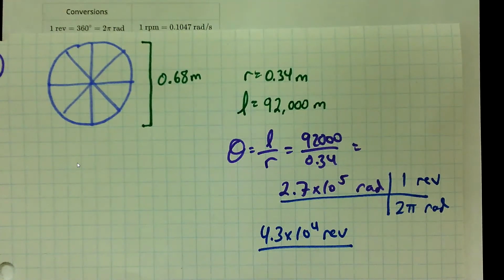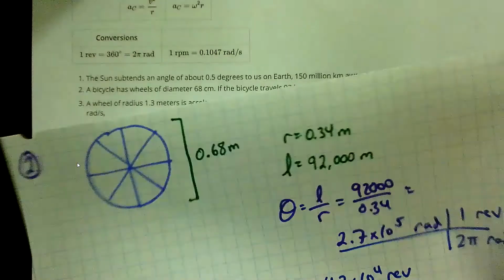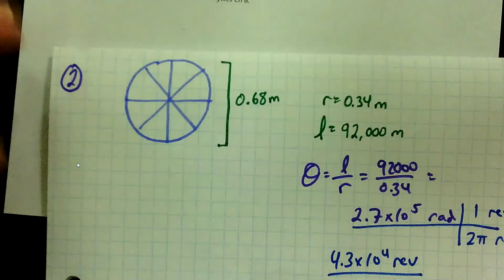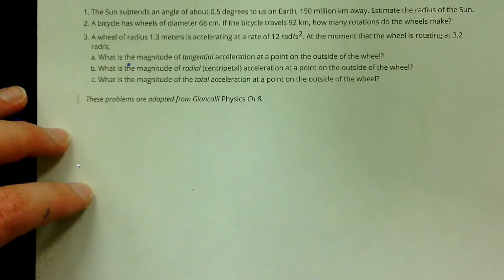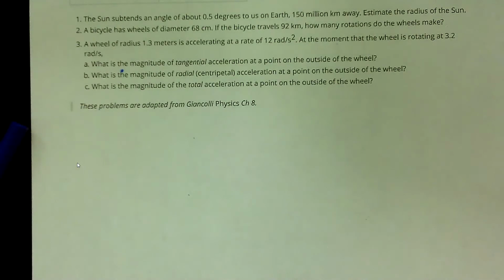Let's try something that's going to be just a little bit more. We're going to have a wheel of a certain radius and a certain angular acceleration, and I'm going to ask 3 questions about it. See what you can do with this. The way I start is by taking a look at the symbols you have and seeing if you can relate those numbers to symbols.